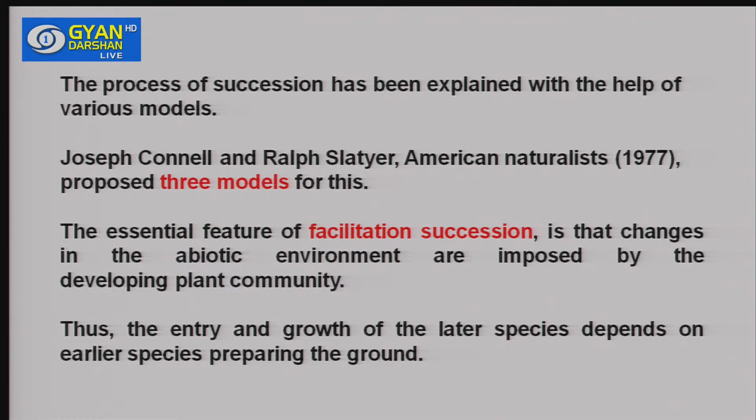What does it mean? That changes in the abiotic environment are imposed by the developing plant community. That means the growth of the later species actually depends on the earlier species preparing the ground. Because I already told that initially the pioneer species come, and then they settle. So what they do is they alter the structure of the land, or they alter the microclimatic condition, and thereafter they invite the newer species.